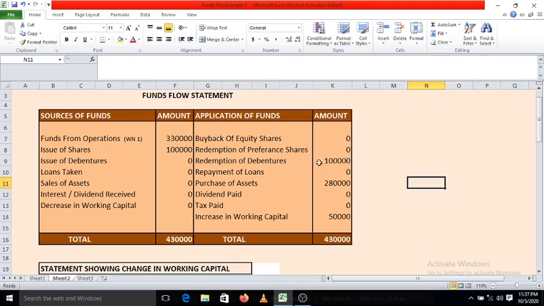And how has this 4,30,000 been applied? Firstly, it is for the redemption of debentures. So out of this 4,30,000, 1 lakh is applied towards the redemption of debentures, and 2,80,000 is applied towards purchase of fixed asset, and remaining 50,000 is the effect of increase in working capital. Is it okay? Now further you can match what are the different sources and what are the applications, and this is the actual use of fund flow statement.